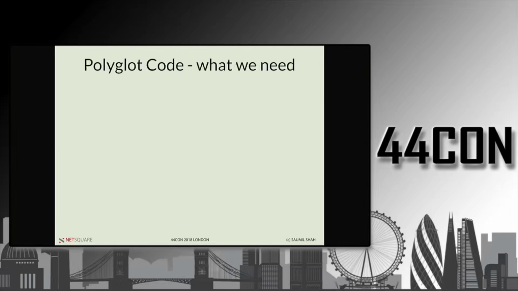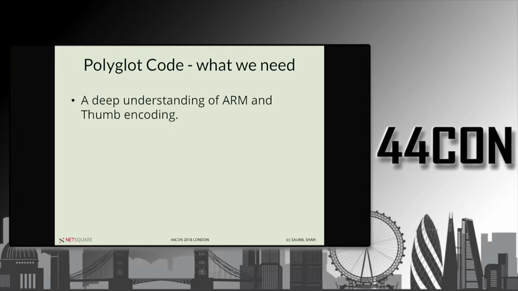But here, what we need for the polyglot code is, first, a very deep understanding of how instruction encoding works on ARM and thumb mode. Fortunately, these are fixed width instructions. ARM is 32 bits, thumb is 16 bits. A single ARM instruction can therefore be split into two thumb instructions.